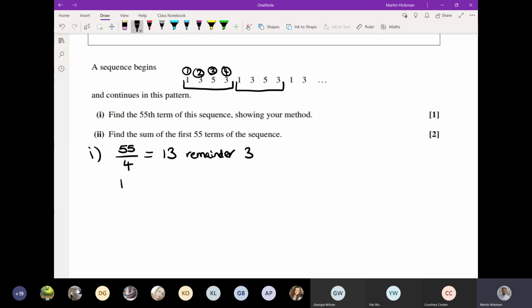So 13 times 4 is 52. So after 13 cycles, I'm back to the beginning. After the 52nd term, I'll go back to the beginning. So the 53rd term is going to be a 1. The 54th term is going to be a 3. And the 55th term is going to be a 5. Did I say 3 before? I meant to say 5. The 55th term is going to be a 5, because the remainder 3 is the third one in that cycle.